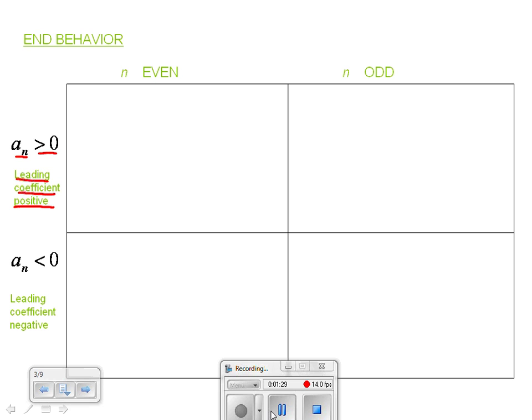So this really just gives me 4 scenarios between my degree being even, odd, my leading coefficient being positive or negative. So I'm going to make this 4-section rectangle, and I'm going to get all 4 end behavior scenarios in here. So the first thing I'll consider is my degree to be even and my leading coefficient to be positive. So my example that I'm going to think of that's the easiest one is y equals x squared.